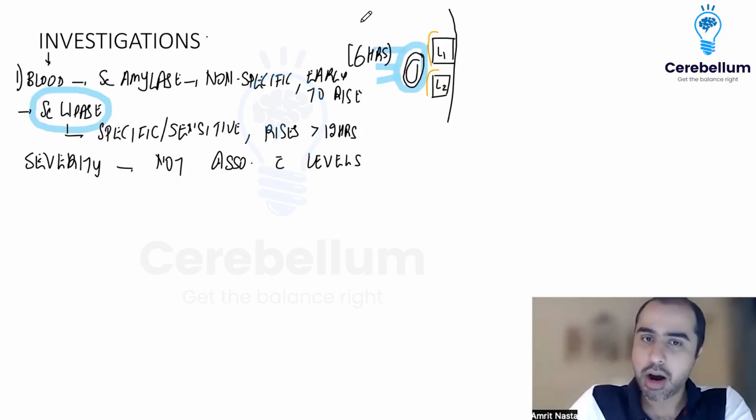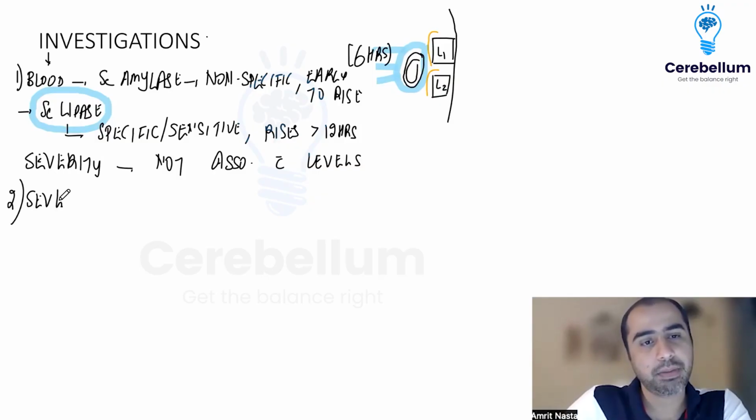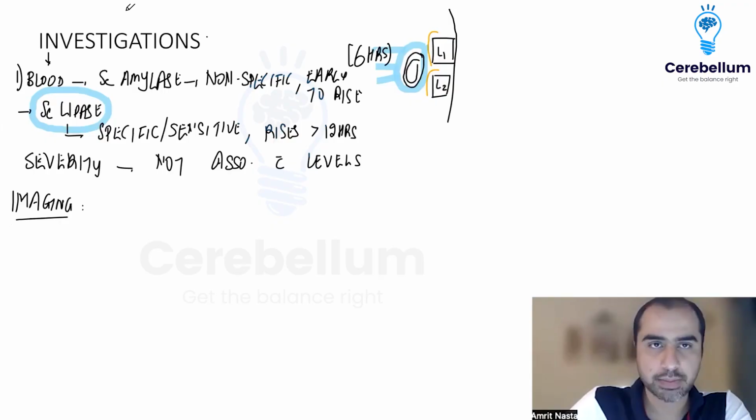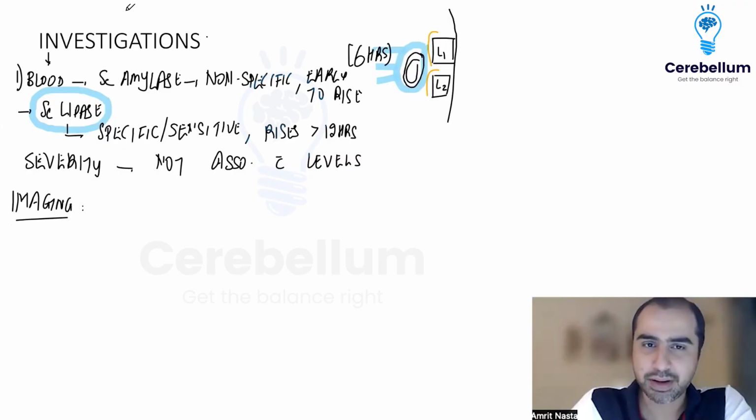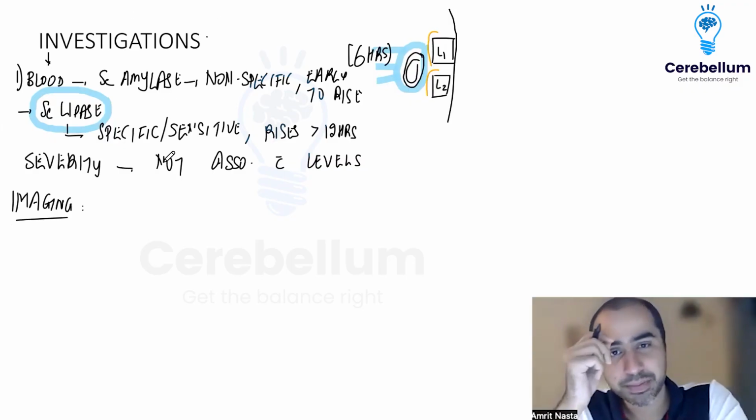Okay, then how do I come to know the severity of the disease? If I want to know severity, is it mild, moderate, severe, then I will have to do some tests. But before that, any imaging I have to do for diagnosis? What is the role of imaging in acute pancreatitis? USG, CT, X-ray, just CT. So next step here is going to be CT.